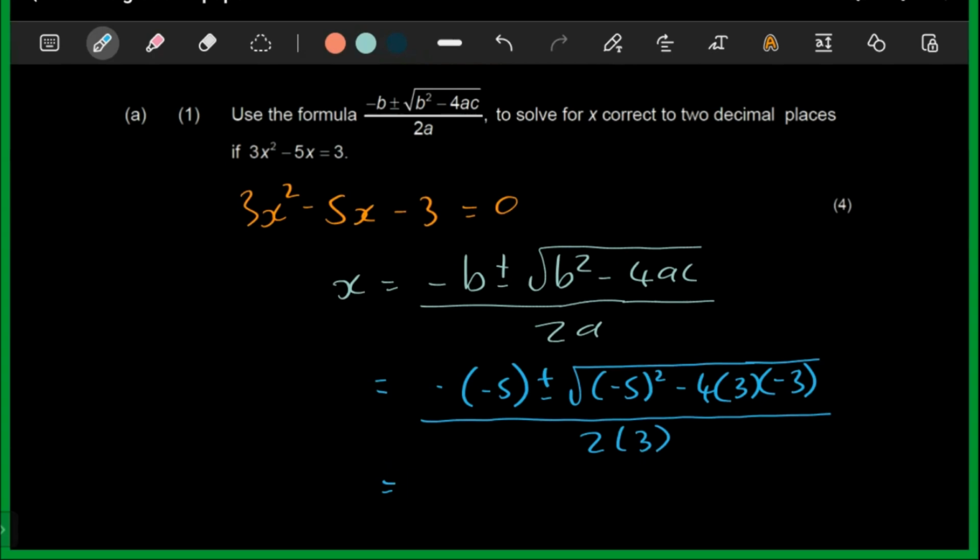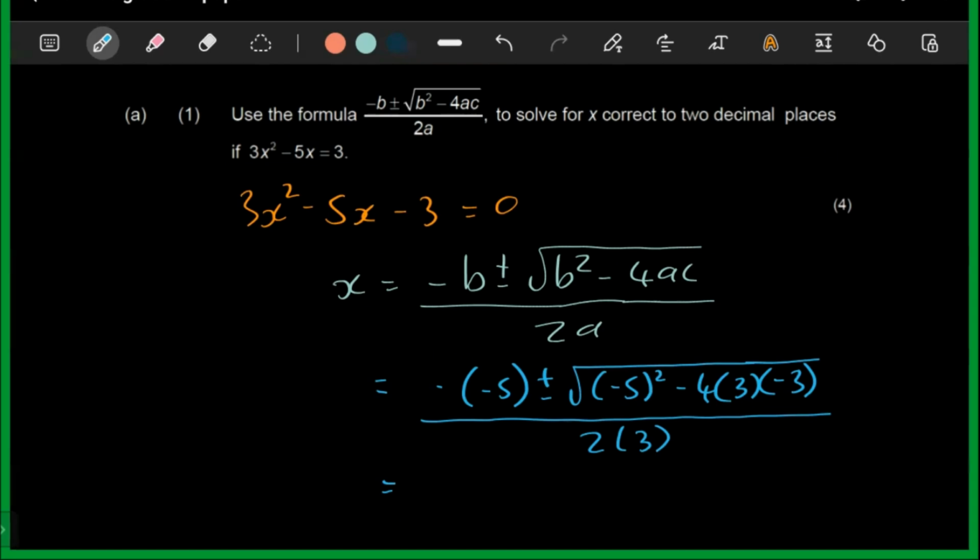So let's see here, minus b. That's minus 5, so it's negative 5, and then the square root of negative 5 squared minus 4, a is a 3, c is a negative 3, over 2a.